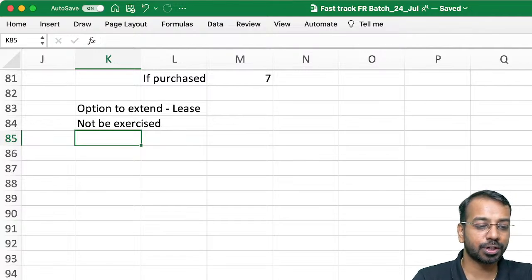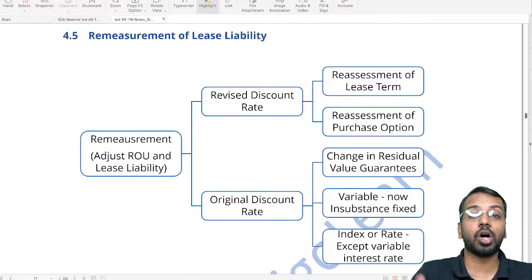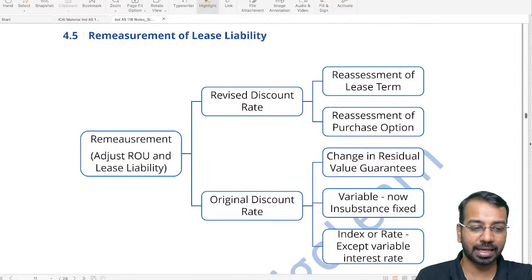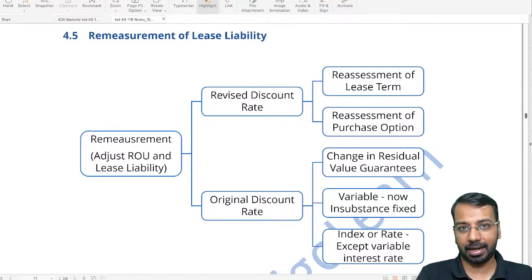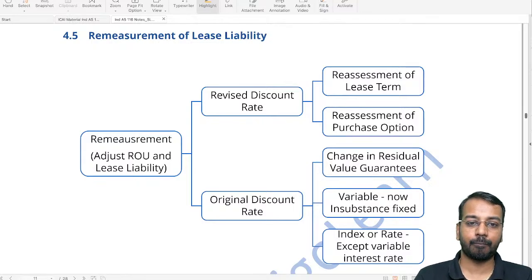Now what are those situations? I'll just summarize it here. Again, this is not an in-depth discussion of these aspects because we are doing a fast track. We should be able to understand the scenarios and solve the questions. So the first one: if there is a reassessment of the lease term.